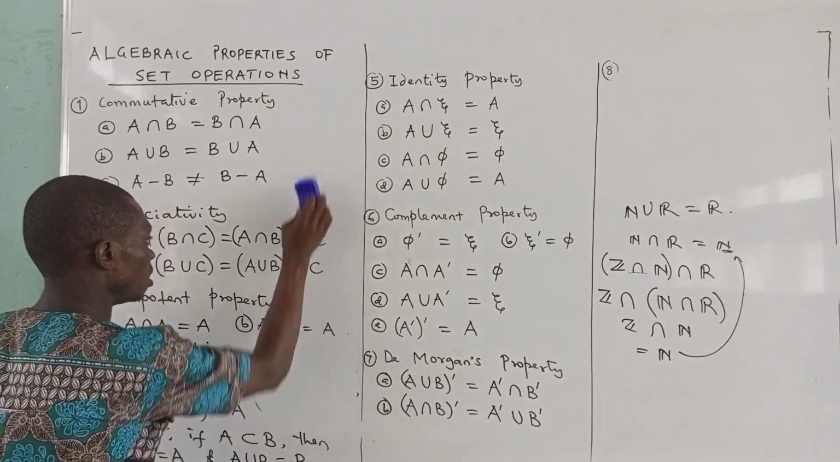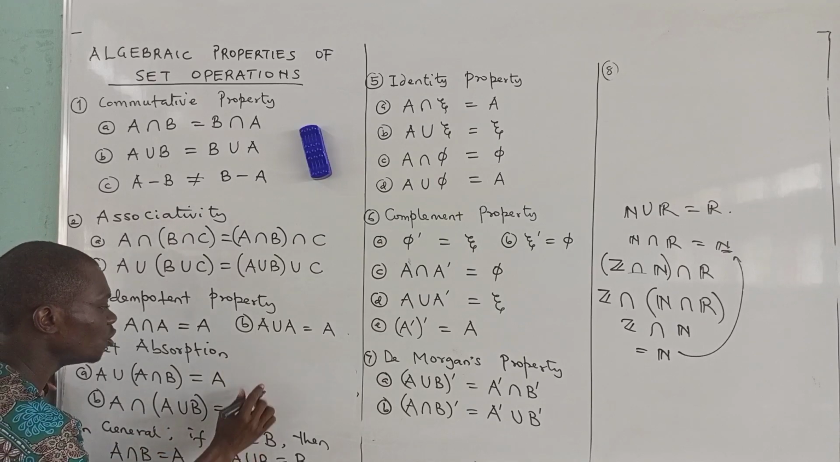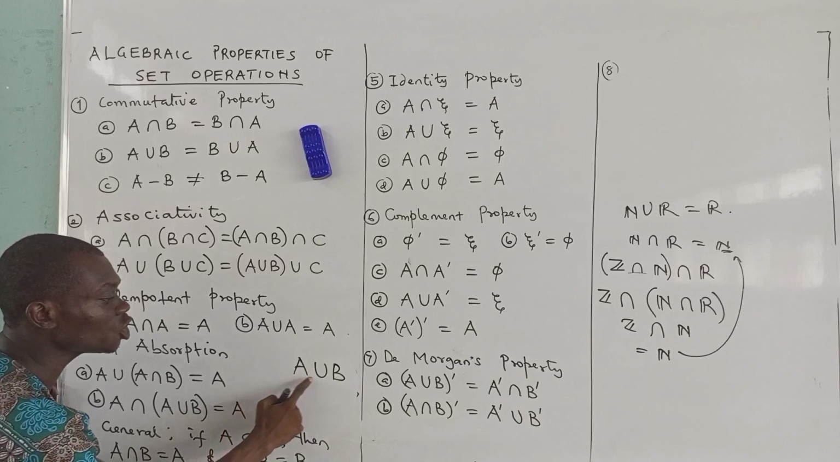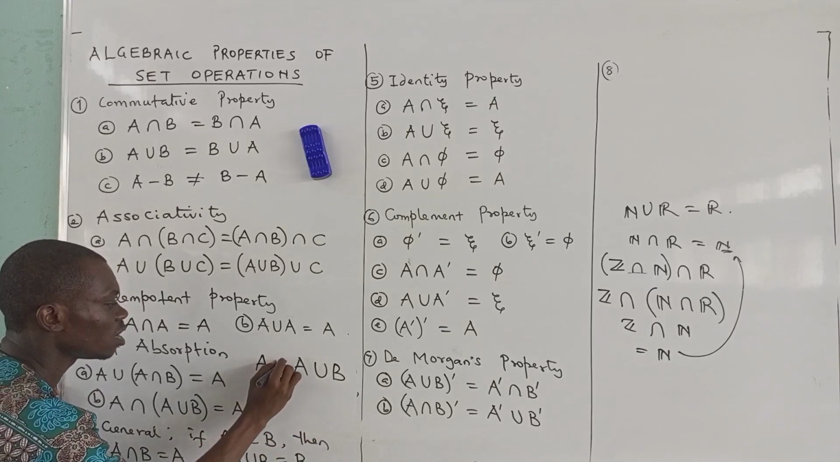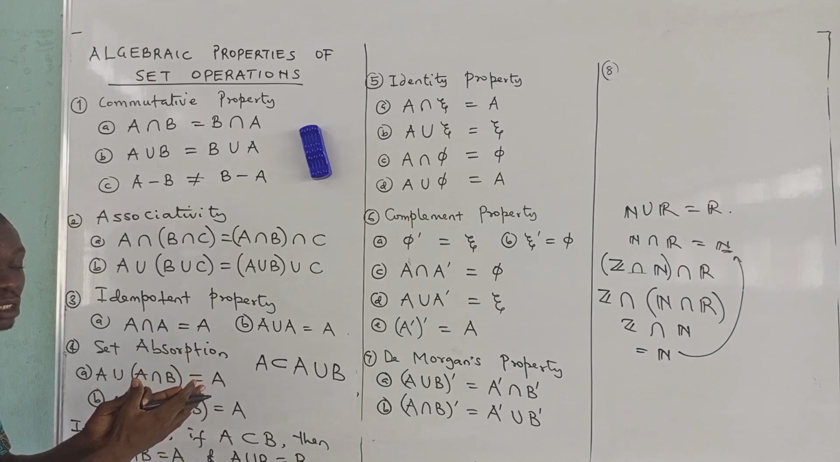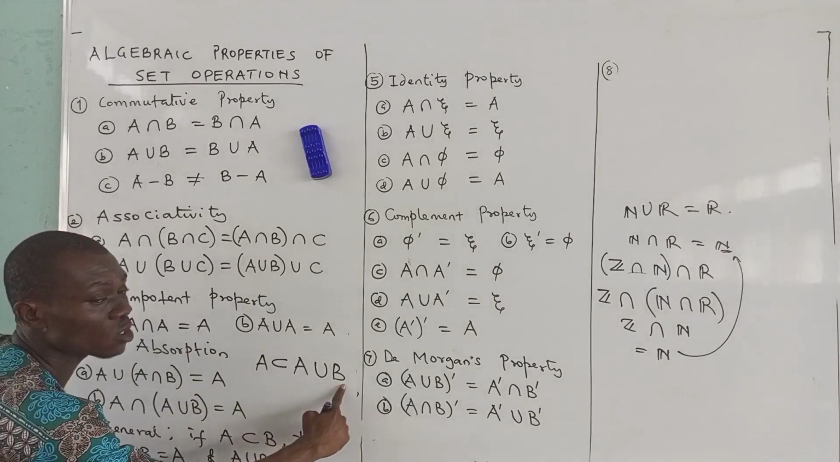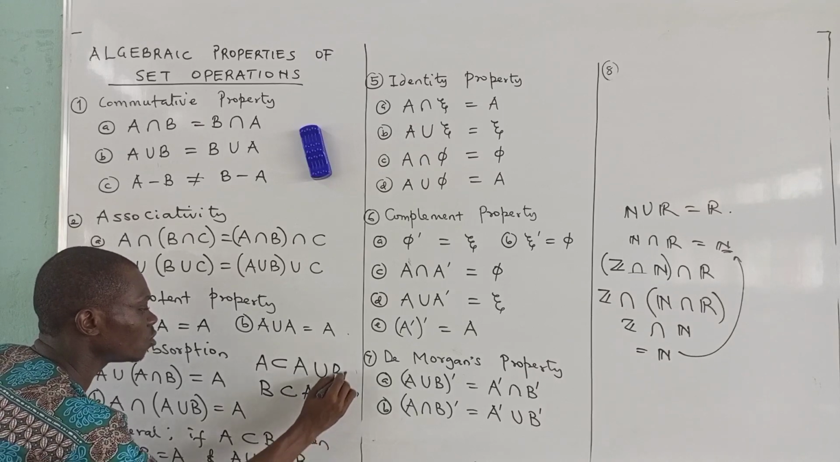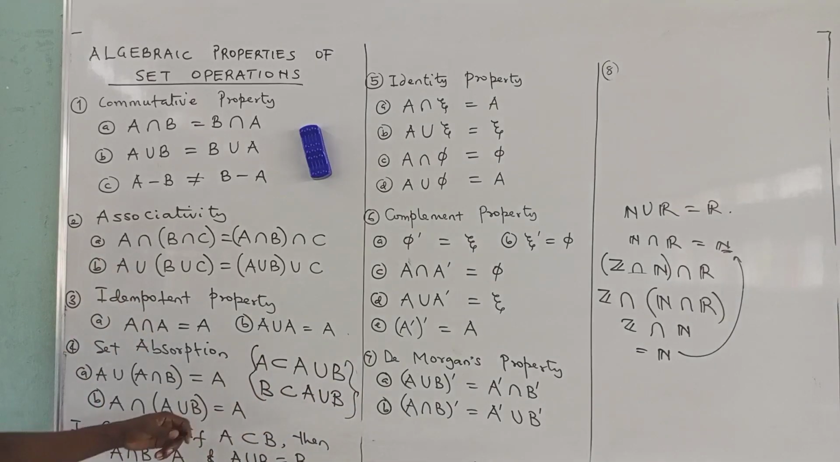If I have the union of two sets, A union B, then each of them will form a subset, because the union contains all the elements in the two sets. That means A should be a subset of this and B should also be a subset of this. Please take note of these four properties I just wrote here.